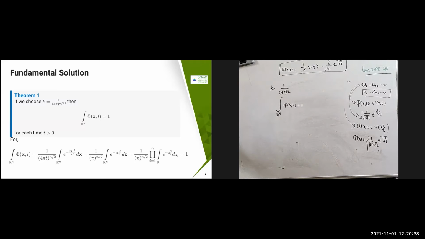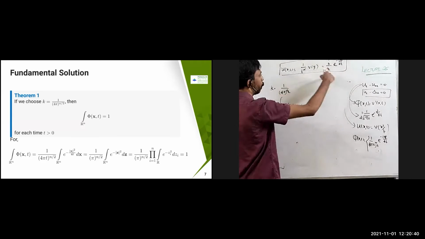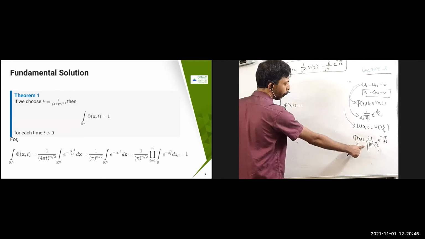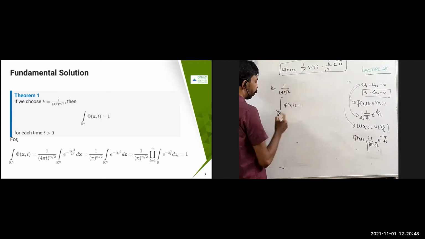So let us prove that one also. What is it going to come? This is nothing but my Φ(x,t), where k is not there. That k I am just going to choose this way. Therefore, my fundamental solution is going to come in this way. So we have got to prove this.